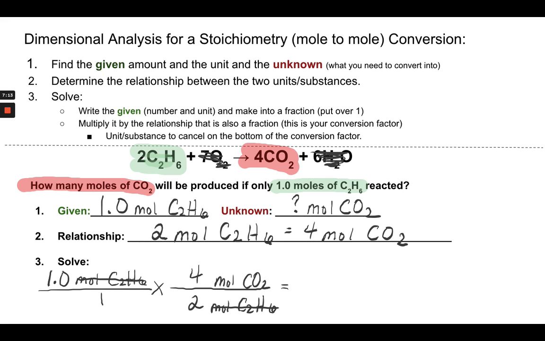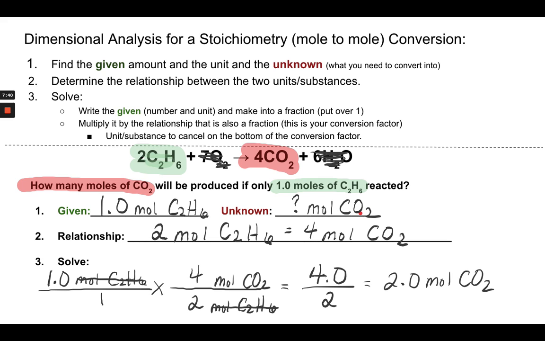Then what you'll do is multiply across the top, multiply the numbers across the bottom, reduce that mathematically, and then put the unit at the end that did not cancel out. Make sure that the units that you end up with, in this case moles of CO2, match your unknown, what you want it to solve for.